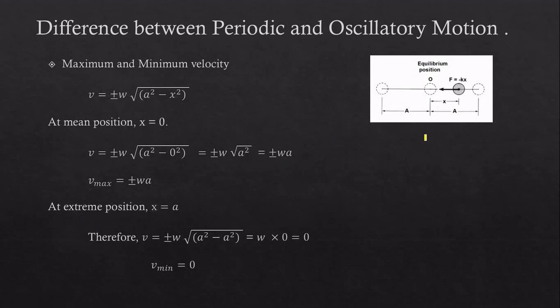Okay. Now at the extreme point, that is x is equal to a, what's going to happen? Therefore v is equal to plus or minus omega under root of a square minus a square, which is 0. So omega into 0 is equal to 0. So v min is equal to 0. We can conclude that at an extreme point, at this point or this point, our velocity is going to be 0, and at the mean point the velocity is going to be maximum, right?